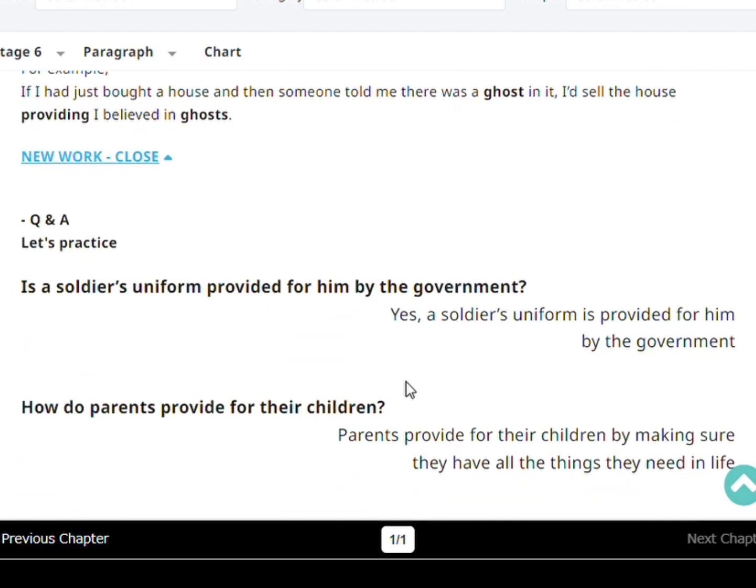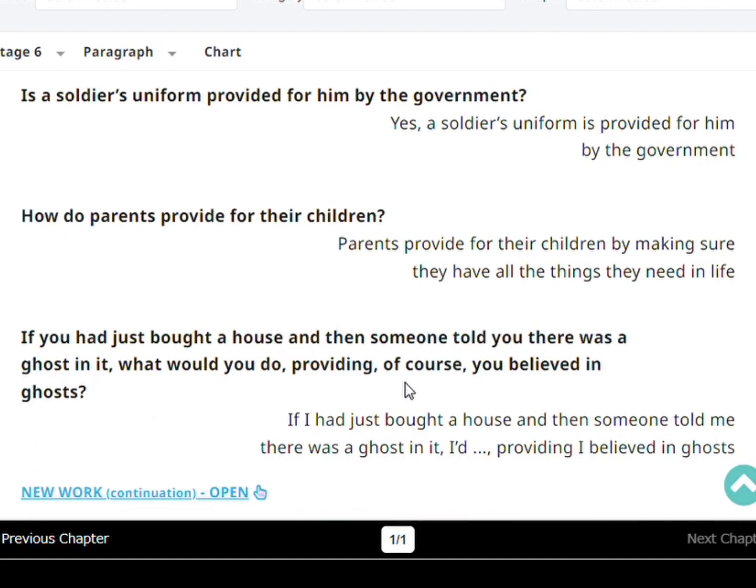Let's practice. Is a soldier's uniform provided for him by the government? Yes, a soldier's uniform is provided for him by the government. Very good.